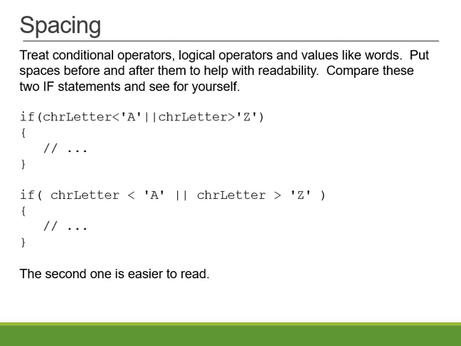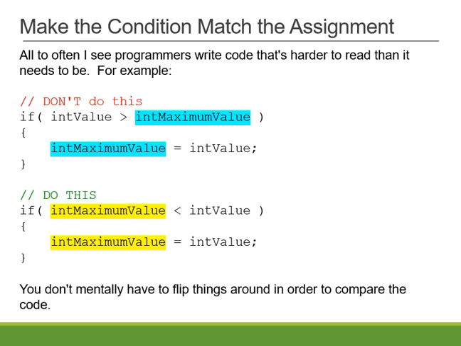Be sure to use the proper spacing in your code by treating the conditional operators, logical operators, and values like words. This means you should include the spacing before and after them for readability. Look at the top example and compare it to the bottom example. The bottom example is easier to read. Do not make your code harder to read than it needs to be.